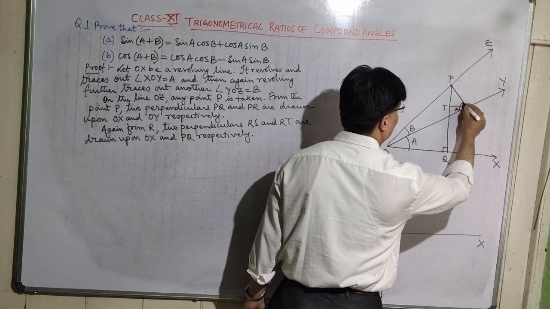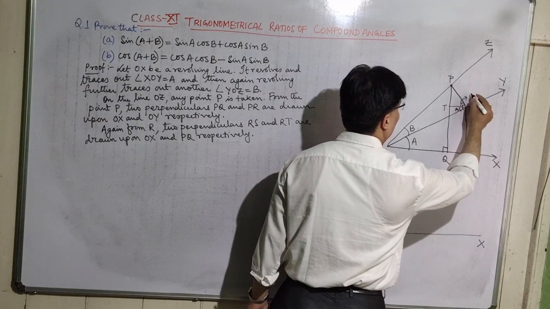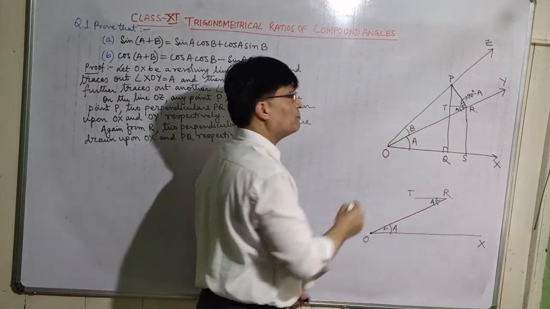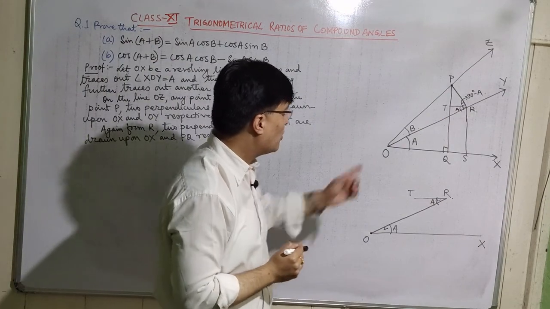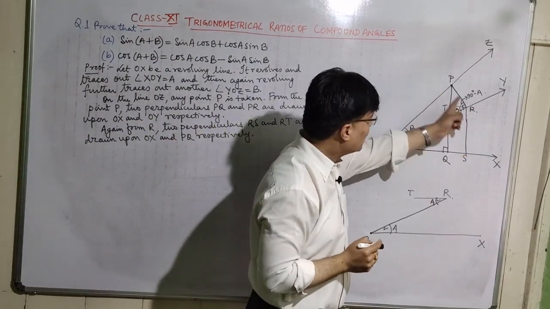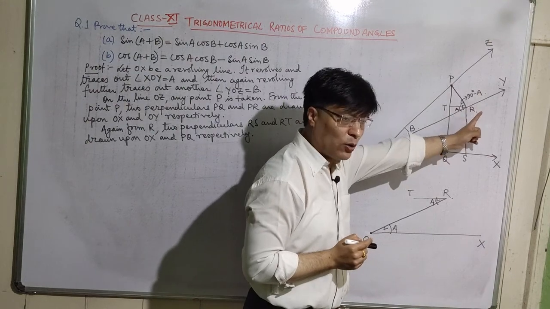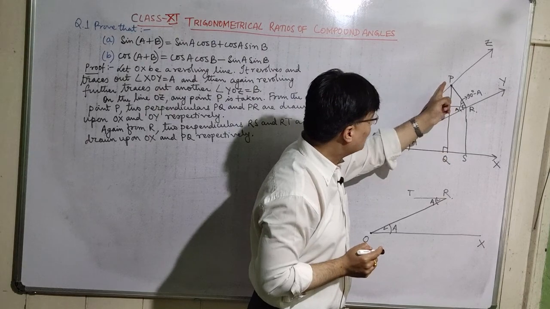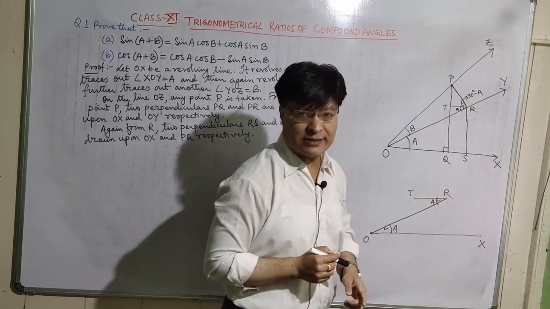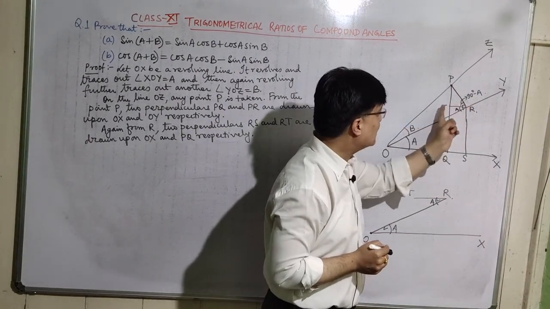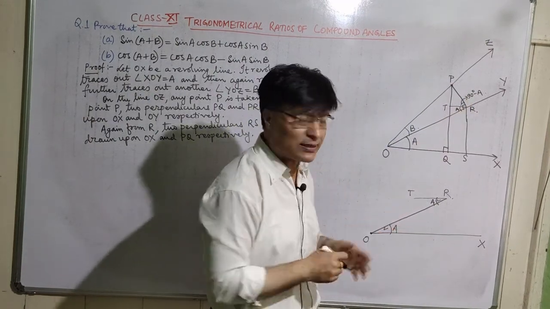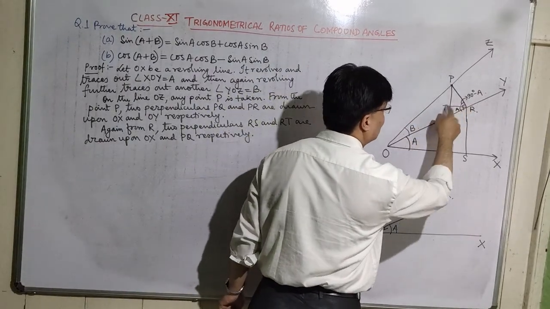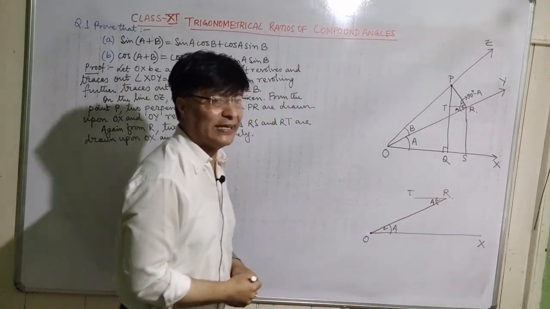Next, what is this angle? This angle will be 90 degree minus A, because PR is drawn perpendicular upon OY. So PRO is 90 degree. So what is angle PRT? That is 90 minus A. You know that, isn't it? This angle TRO is equal to A. So what is angle PRT? It is 90 minus A.